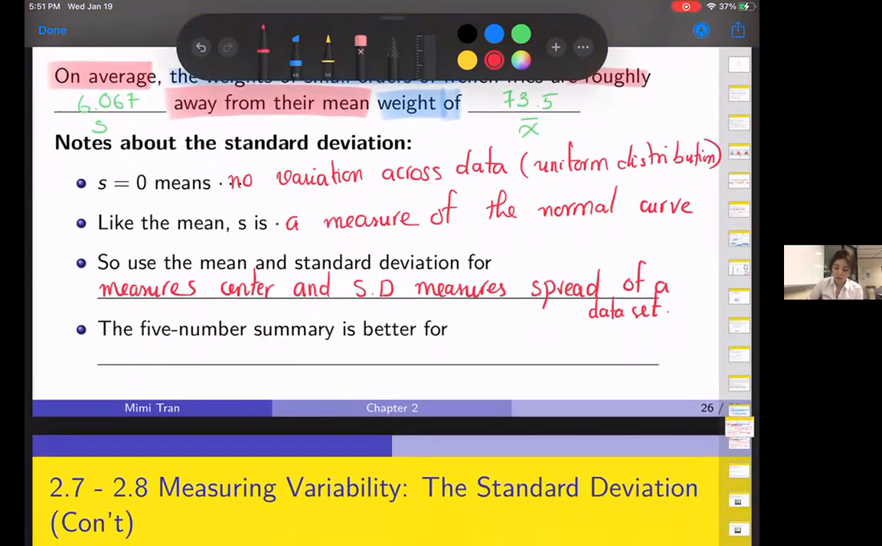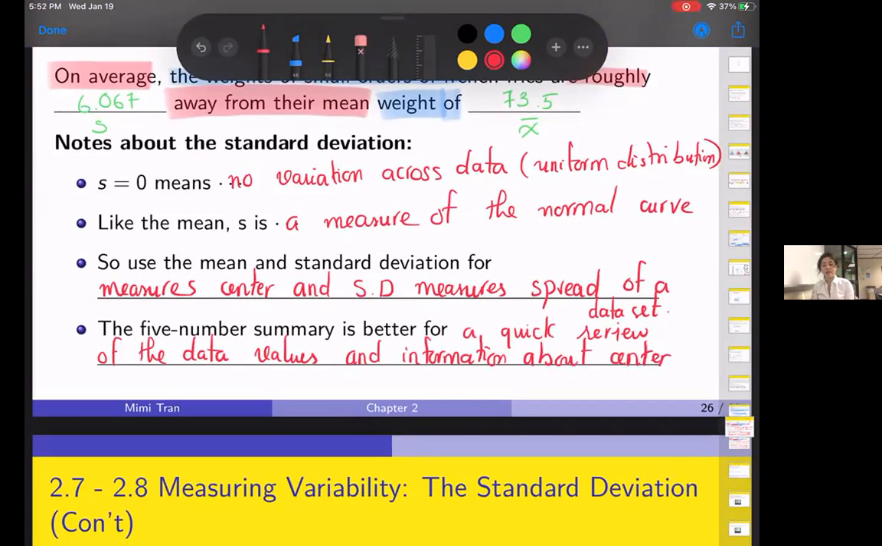A quick review of the data values and information about center and spread. It's kind of everything. If I give you a 5-number summary, it's kind of like, oh, you know what the mean, the median, the spread is, right?